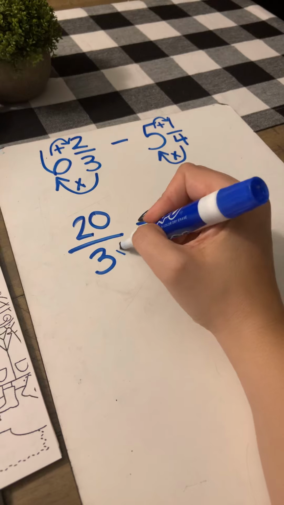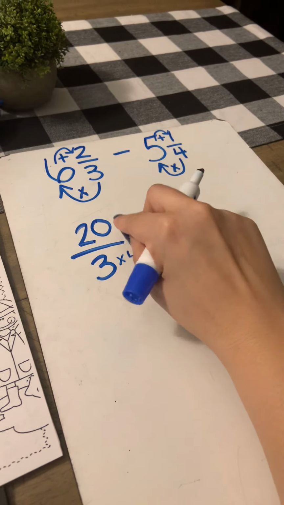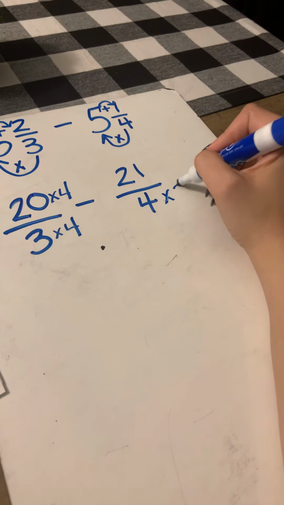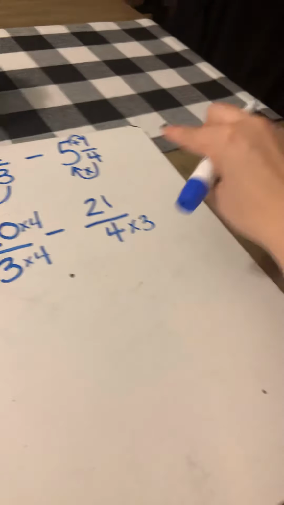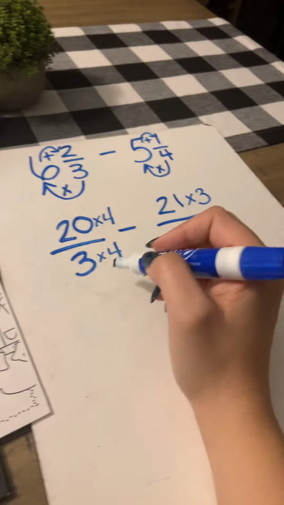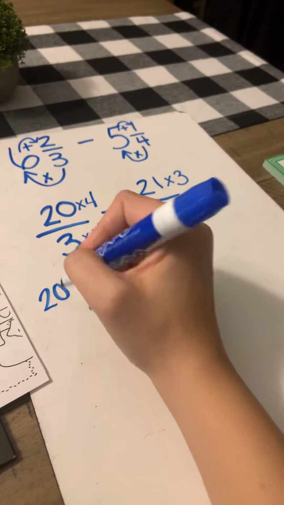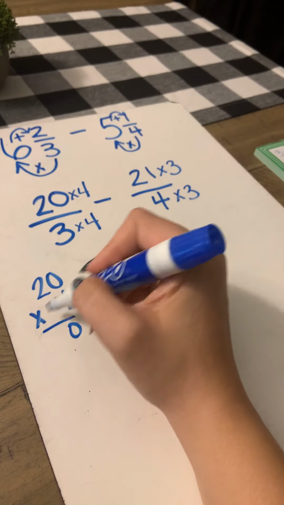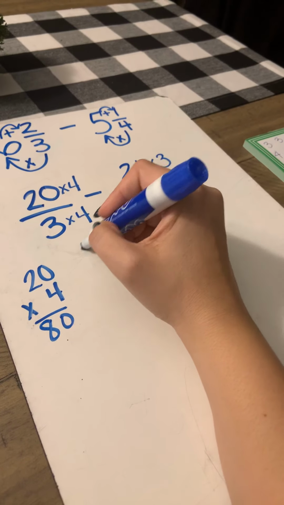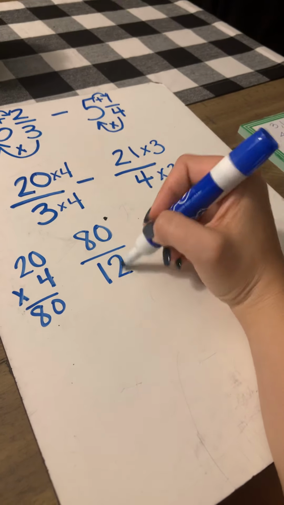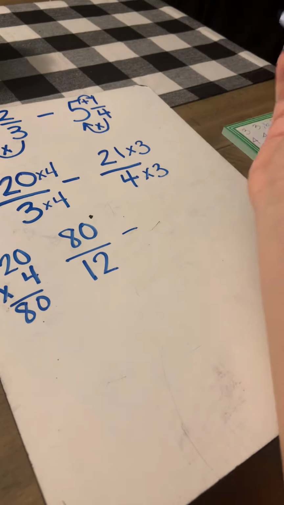So to get the common denominator, we're going to do 3 times 4. Whatever you do to the bottom, you have to do to the top. So that'll be 20 times 4. Then we do 4 times 3, because that's what we figured out over here, and then 21 times 3. Let's multiply these out. 20 times 4: 4 times 0 is 0, 4 times 2 is 8. So this one is 80 over 3 times 4, which is 12. Then 21 times 3.